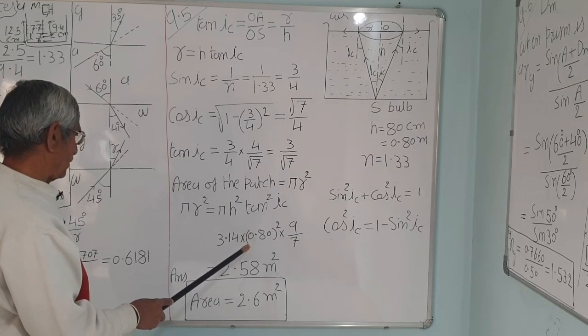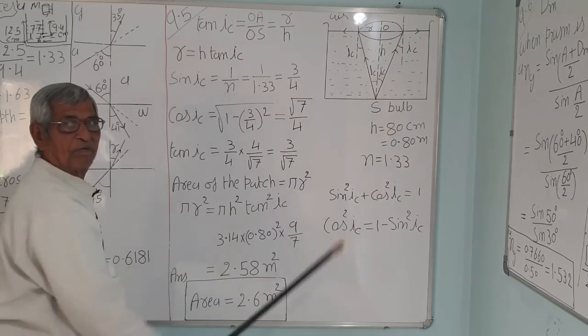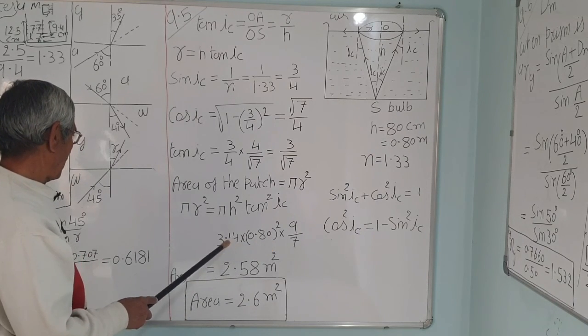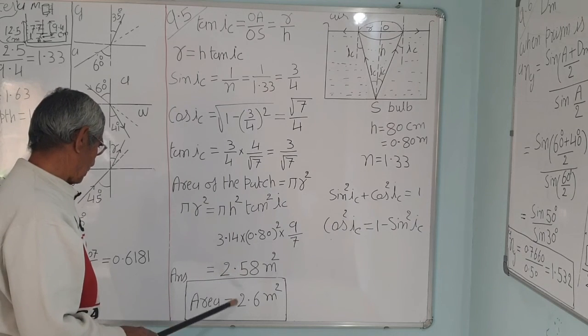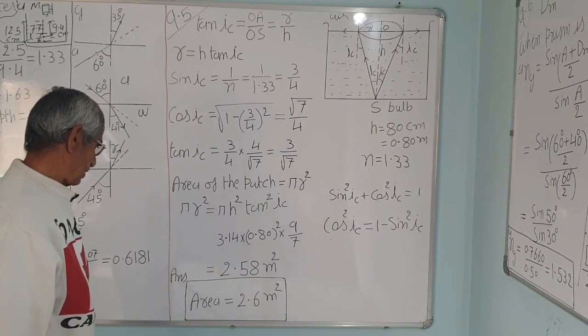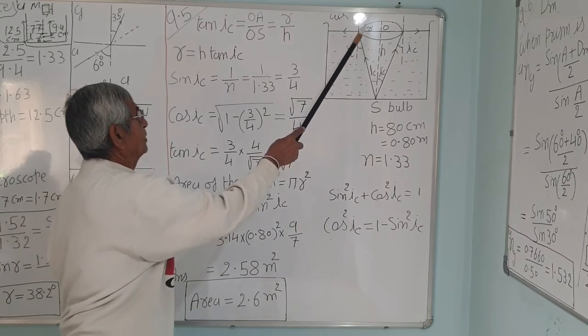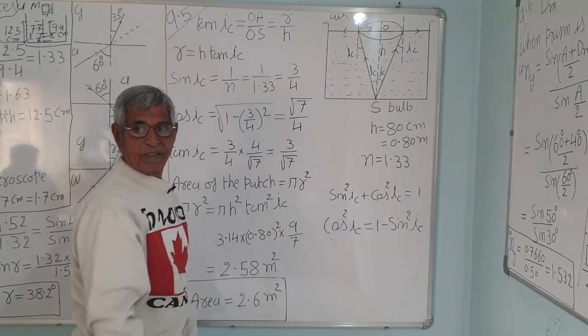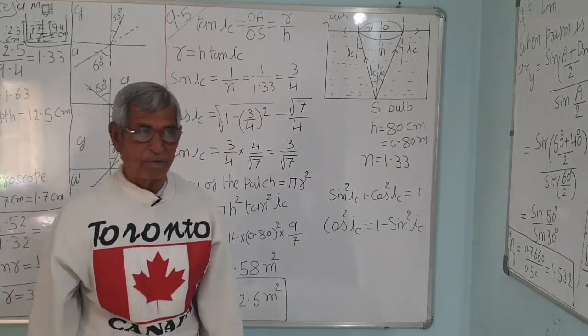And h is 0.8, that is 80 centimeter, 0.8 meter, converted into meter in the proper unit. Pi is 3.14, that comes about 2.58 meter square. So area is 2.6 meter square. The light will come out through this. From this portion it won't be seen, it will be reflected back in the water.